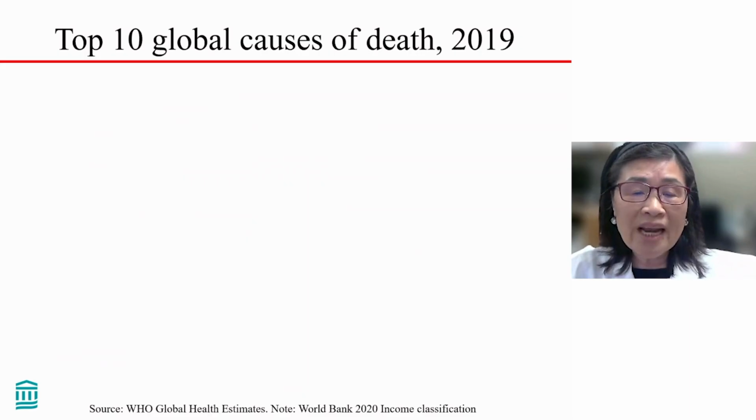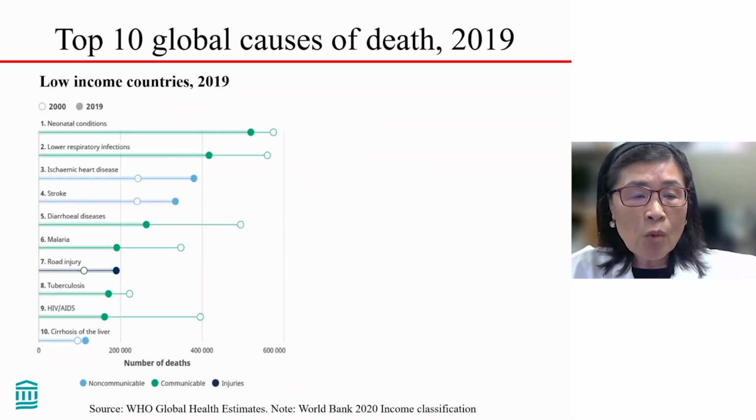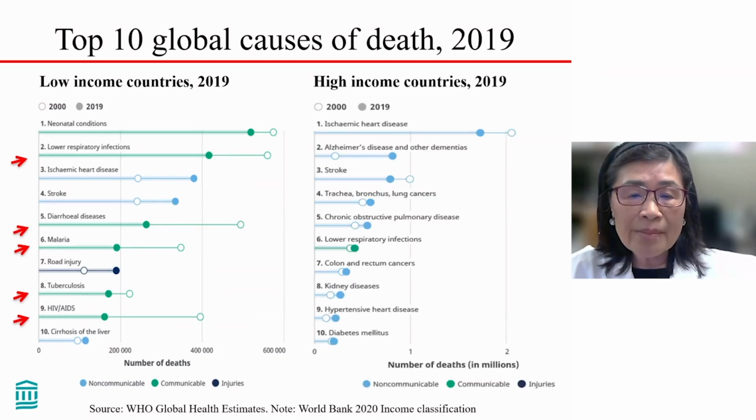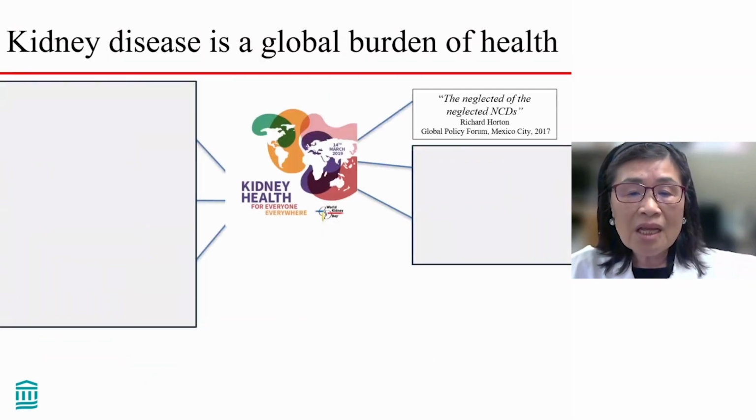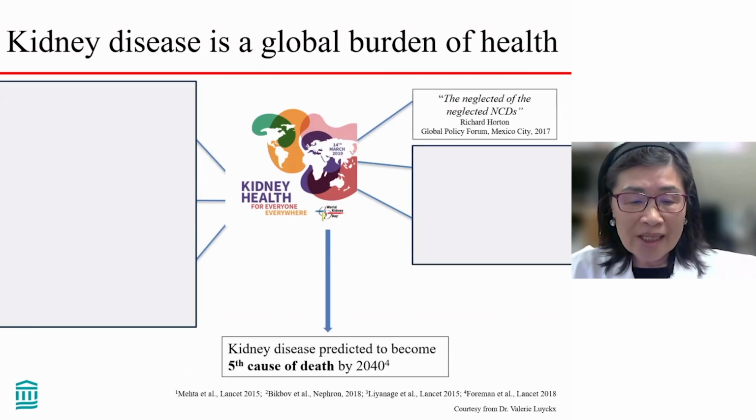All right, according to 2019 WHO data, in low-income countries, the top 10 causes of death are mainly communicable disease, most of them infection related. Among the high-income countries, though, the top 10 causes of death mainly are non-communicable disease, and kidney disease ranked number 8. And in 2017, during the Global Policy Forum in Mexico, CKD was named the neglected of the neglected non-communicable diseases. However, kidney disease is projected to become the number 5 cause of death by 2040. So instead of getting better, we are getting worse in terms of CKD.